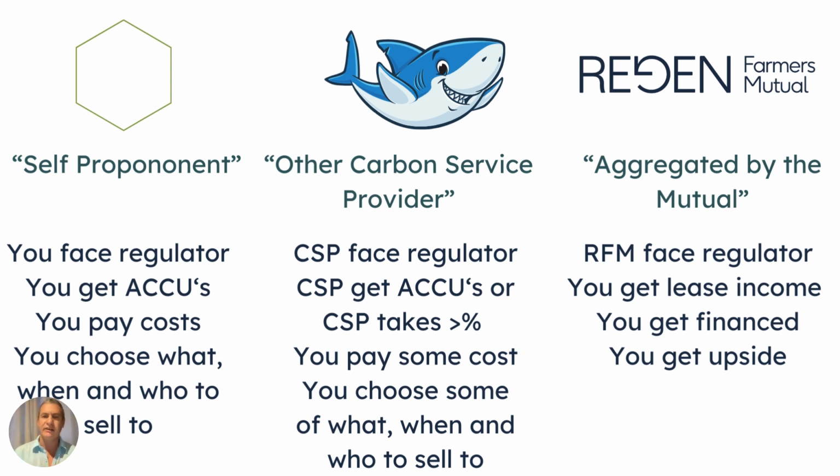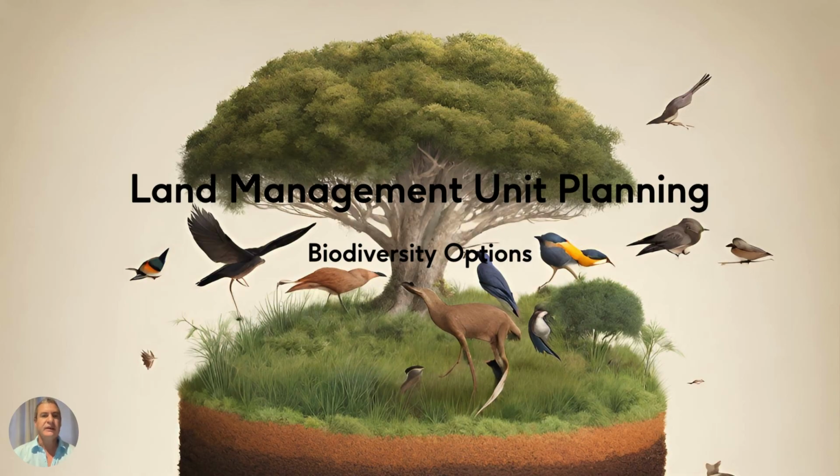But that's not guaranteed. When it comes to aggregation by the mutual, we use our lease in order to do that, and we lease from multiple farmers within the region, and then we pay a lease payment to each farmer, but it's our project and therefore we don't require an AFSL. So we face the regulator, you get the lease income, you get financed into the project, and you get upside as we add greater income or price goes beyond projections.